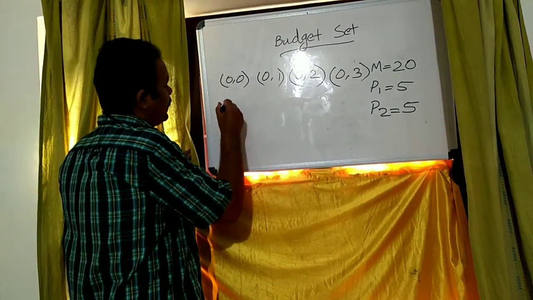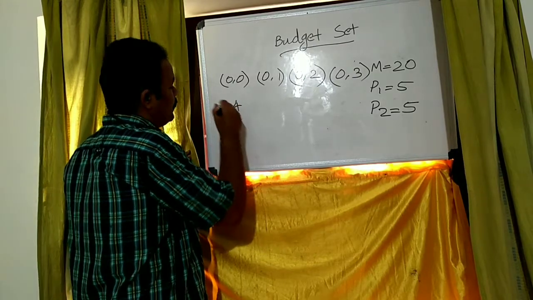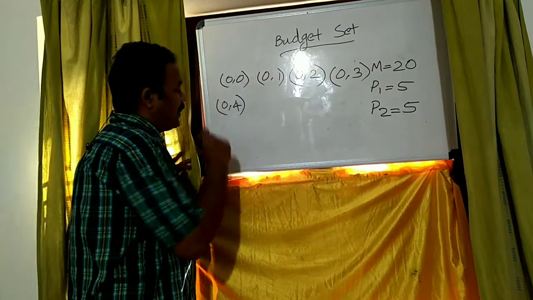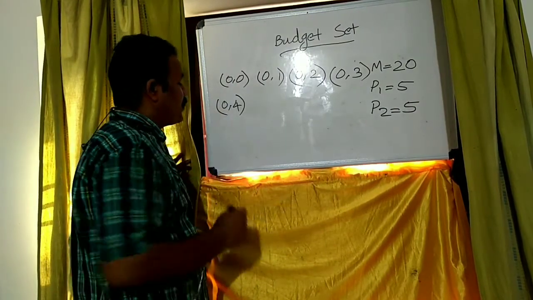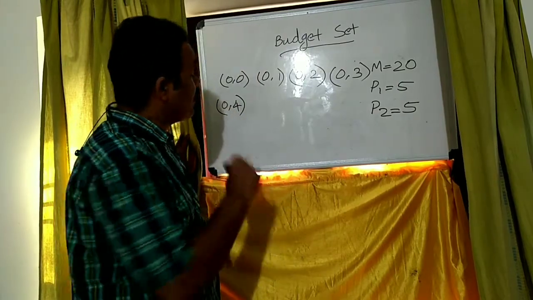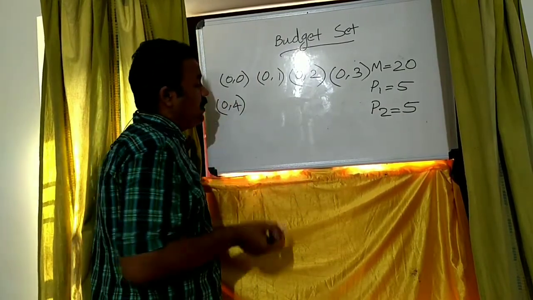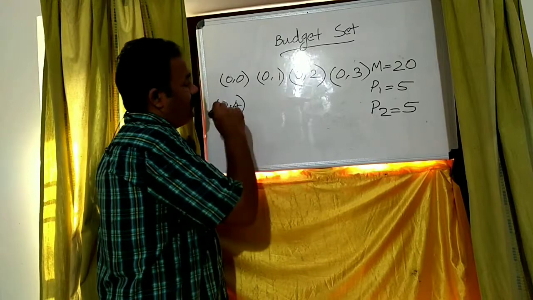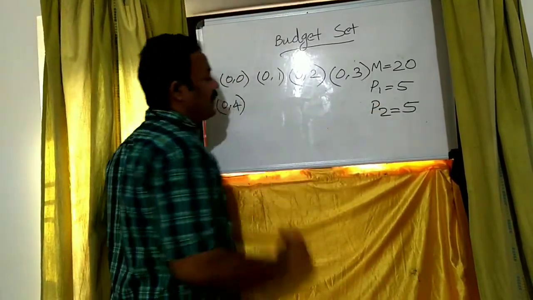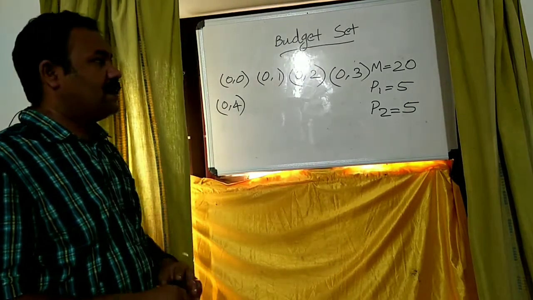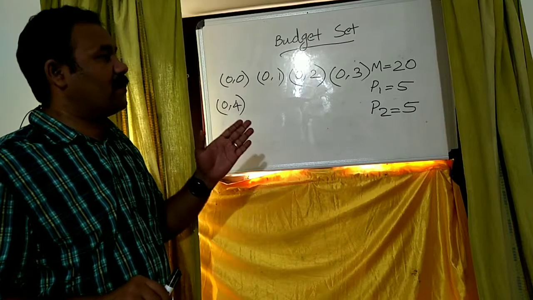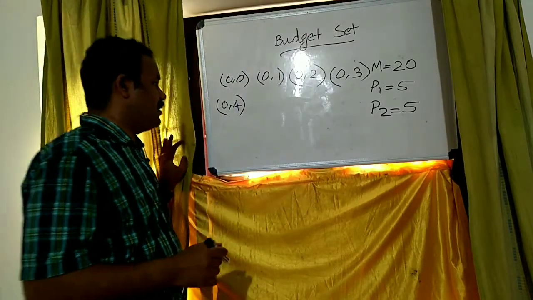Then next we can write 0, 4. Here for this bundle, she is not purchasing the first commodity and she is purchasing 4 units of the second commodity. Here total expenditure is 4 into P2, 4 into price of the second commodity. Then 4 into 5 we will get 20. Here total expenditure is equal to the budget of the consumer.